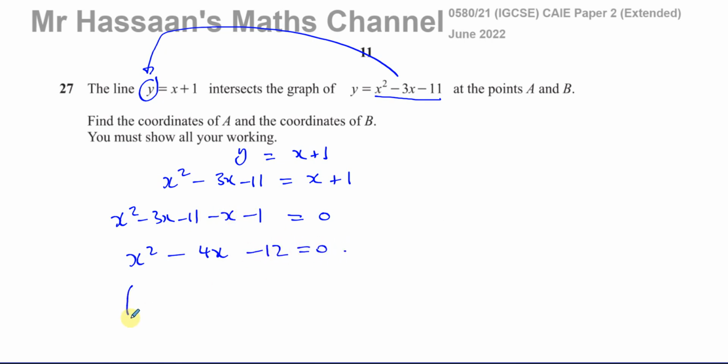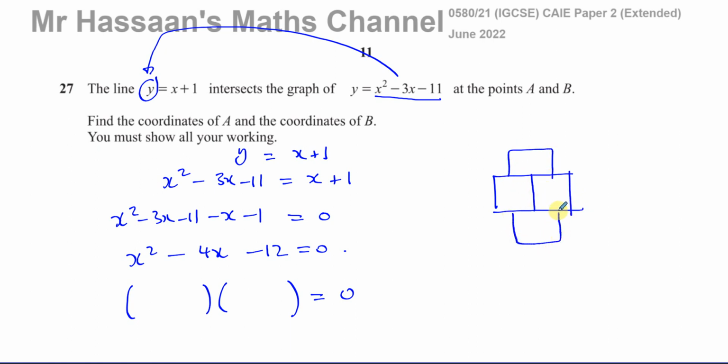So now I'm going to try to factorize this. I need to find two numbers. When you multiply them together, you get negative 12. When you add them, you get negative 4. One of the ways I like to give my students a little activity during our course is I give them these blocks here. So we say that these two numbers multiply to give us the number on top, so they multiply to give us negative 12, and they add together to give us negative 4. So what are those two numbers?